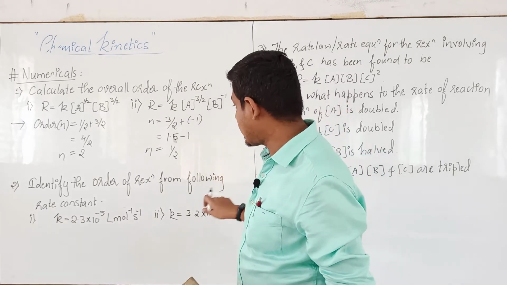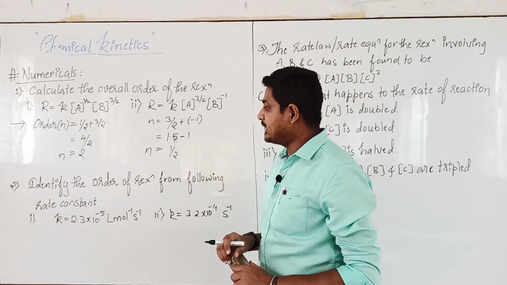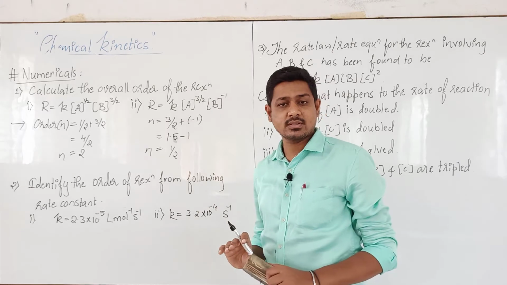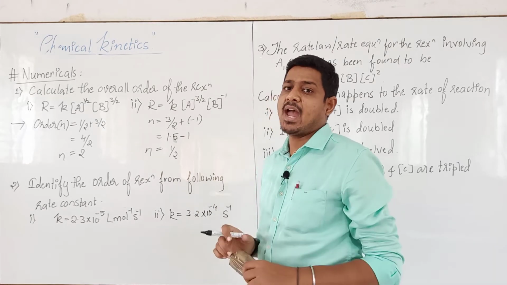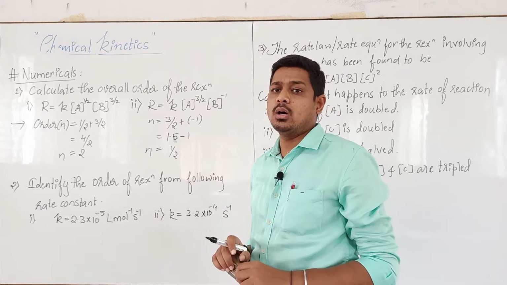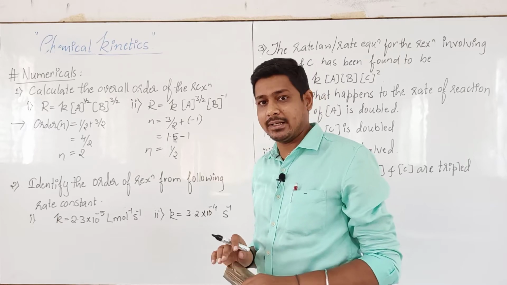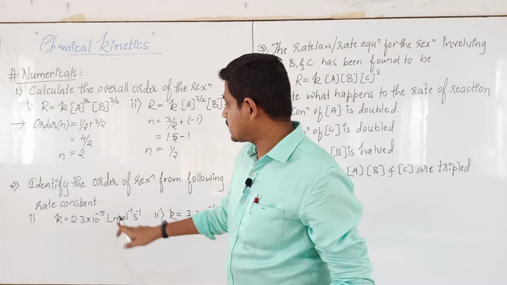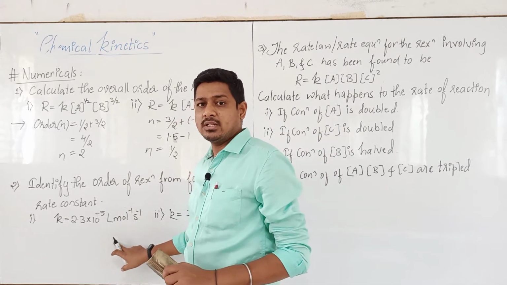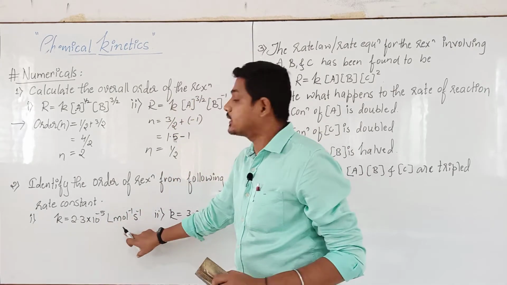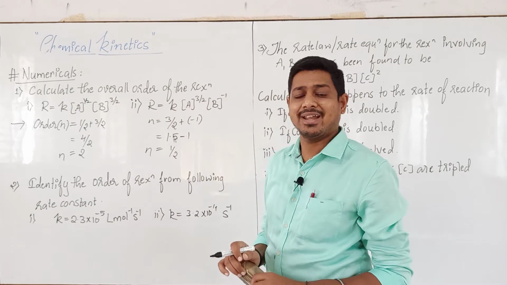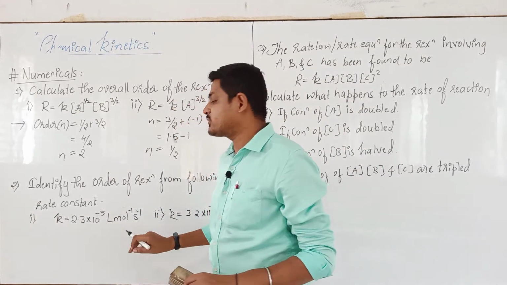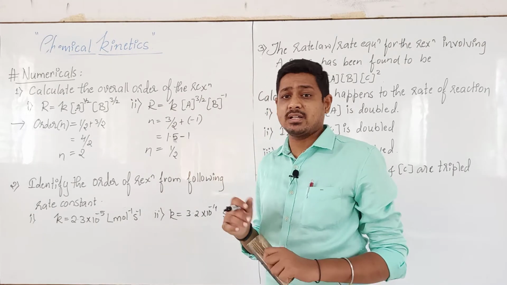Then the second one is saying to identify the order of the reaction from the following rate constant. Yesterday we discussed how to calculate the unit of rate constant. Haven't we discussed about it? Yes. So here what they have given is the rate constant for a reaction, and from the rate constant we have to understand which order reaction this is.